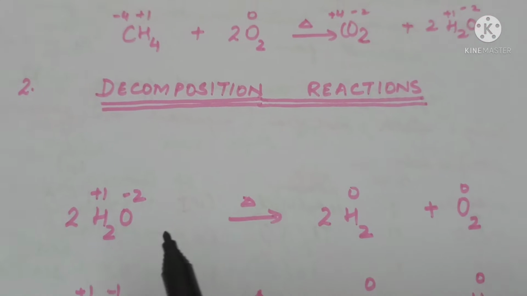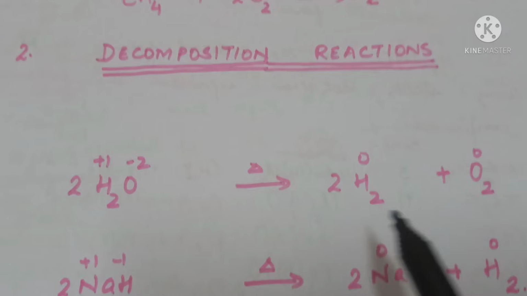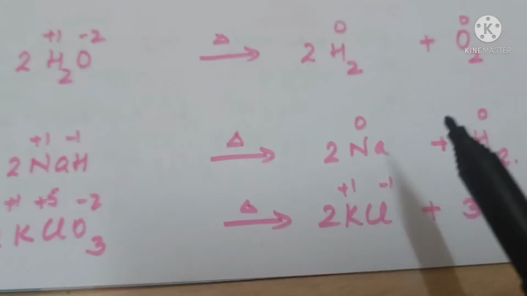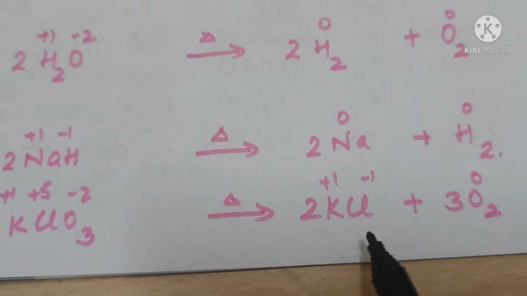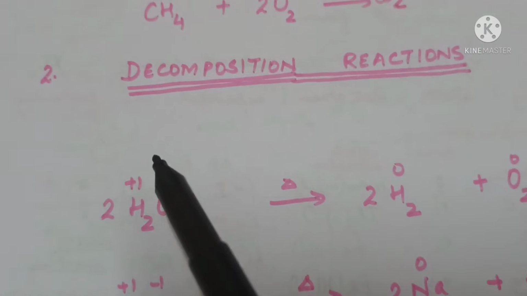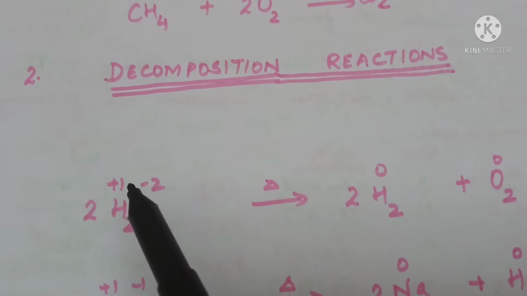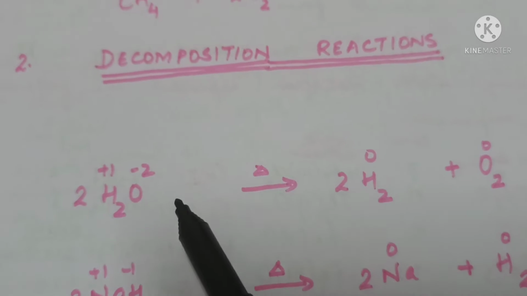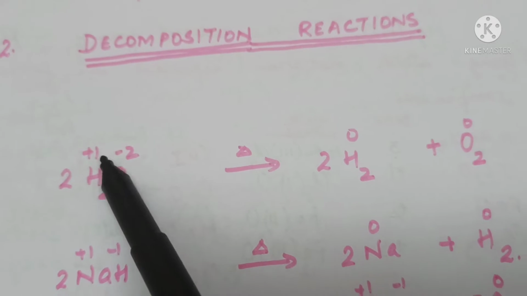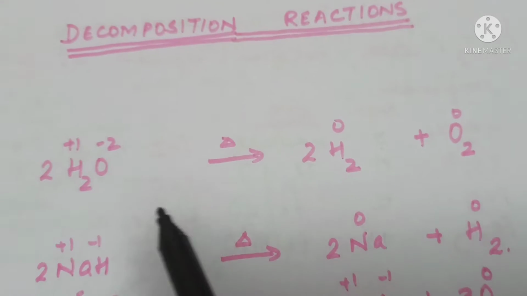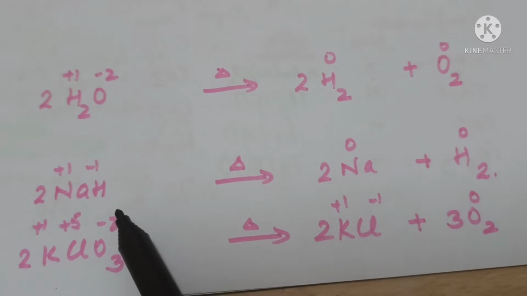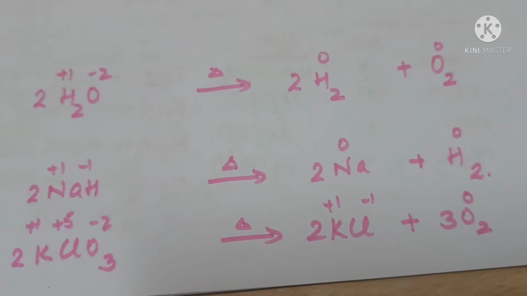For example, water decomposes into hydrogen and oxygen. Sodium hydride decomposes into sodium and hydrogen. Potassium chlorate decomposes into potassium chloride and oxygen. Again, we see that one element undergoes a decrease in oxidation number while the other undergoes an increase in oxidation number. Hydrogen is getting reduced here and oxygen is getting oxidized. Similarly, sodium is getting reduced and hydrogen is getting oxidized.